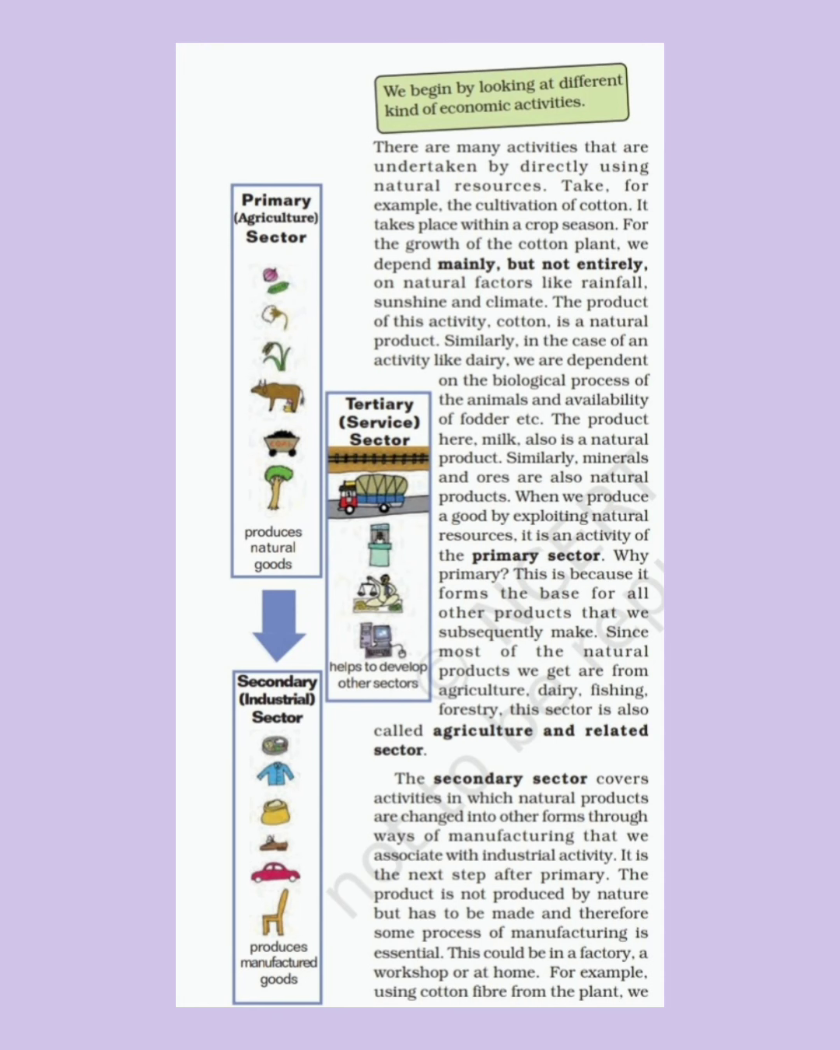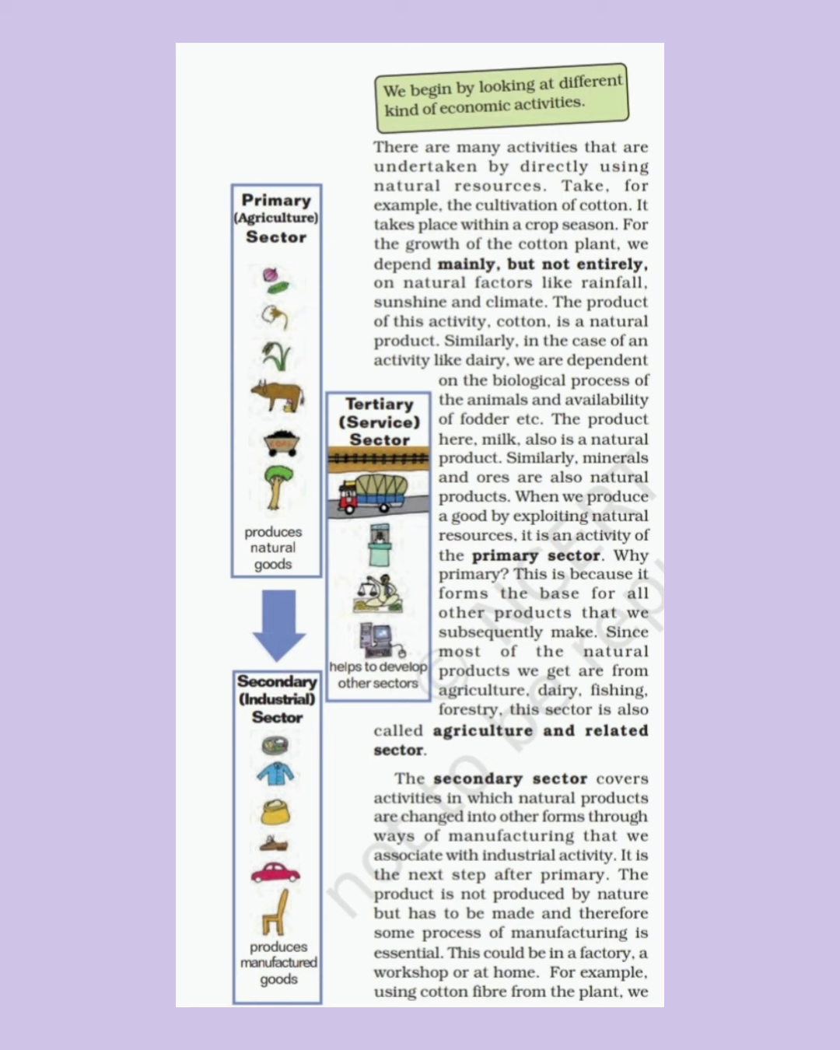So, there are many activities in our day to day life that are undertaken directly using natural resources. For example, the cultivation of cotton. Cultivation of cotton takes place within a crop season, and it does not only depend on natural factors like rainfall, sunshine, and climate, but also on other factors. Now, the product of this activity, that is cotton, is a natural product.